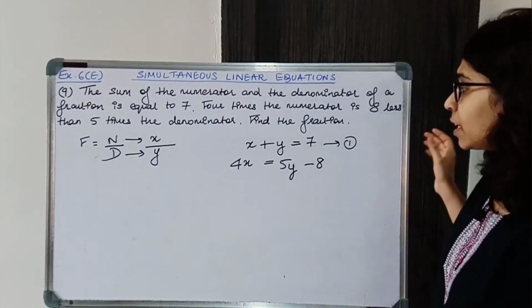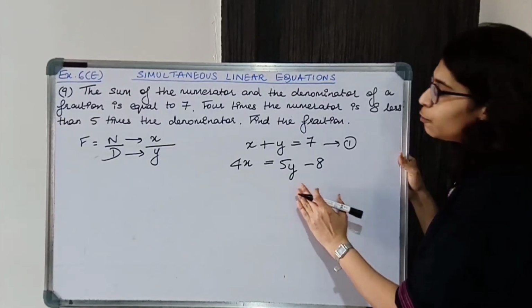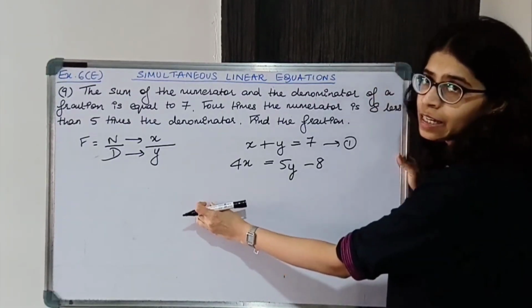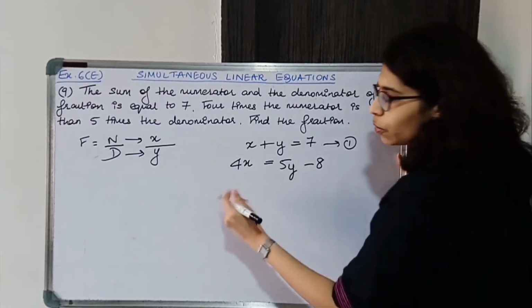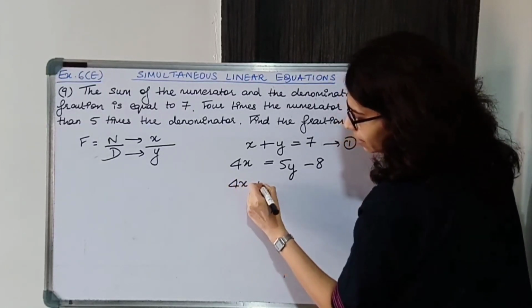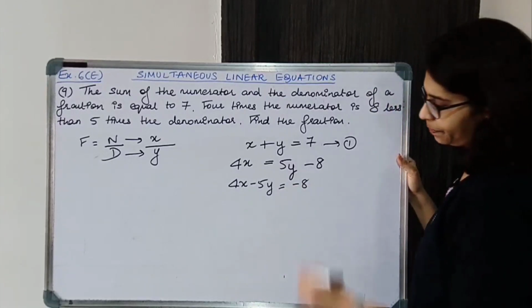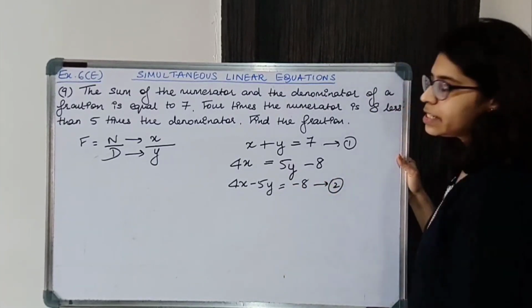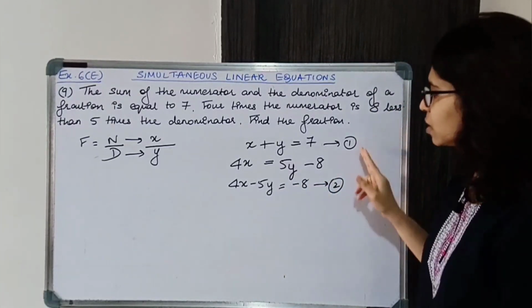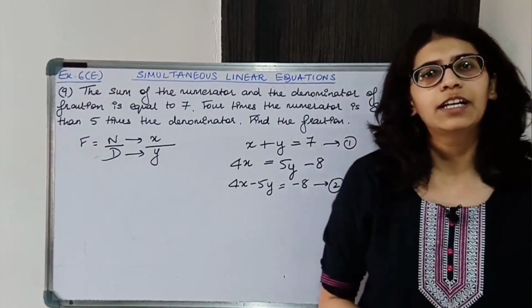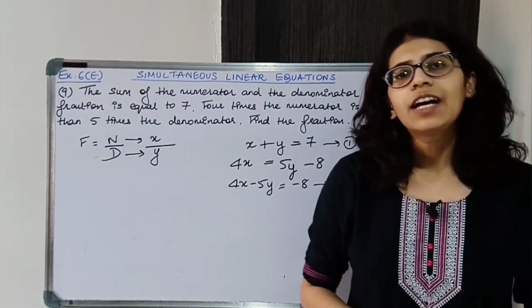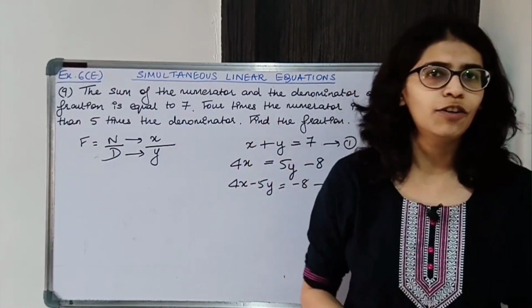Alright. Now we will rewrite this. We shift all the variables in LHS. So 5y will go in LHS. It will give 4x minus 5y equal to minus 8. This is equation 2. We just have to solve these two equations and find the values of x and y. Once we get the values of x and y, you will get the value of fraction.